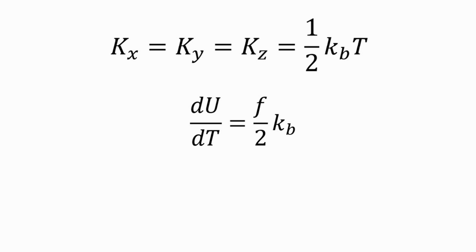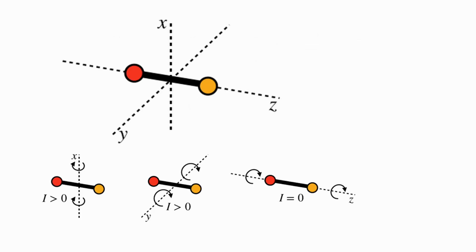For diatomic molecules shaped like a rod, we have 3 degrees of freedom for translation, but only 2 degrees of freedom for rotation, since rotation around the molecule axis has a zero moment of inertia, and therefore, for diatomic gases the rate of change of internal energy with temperature is.